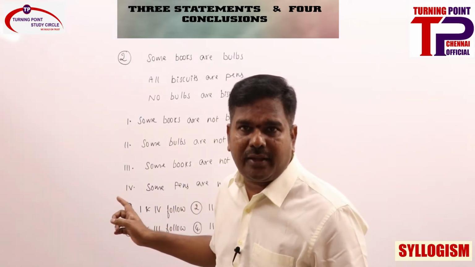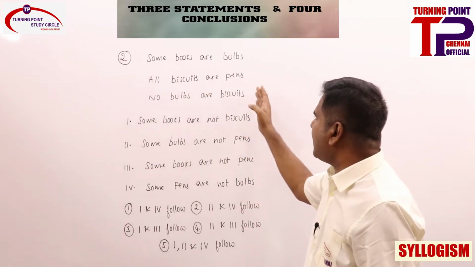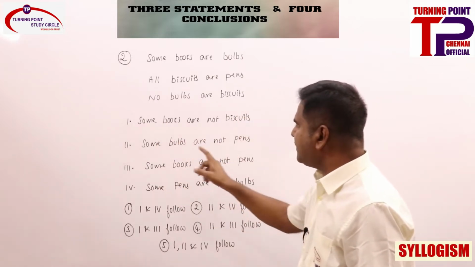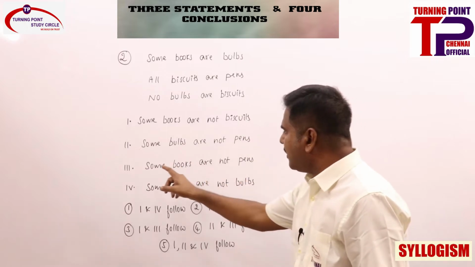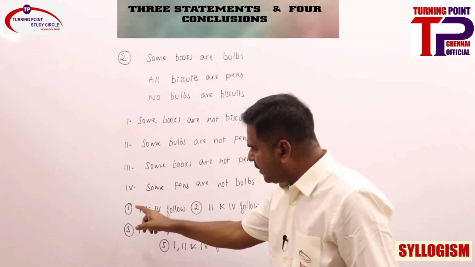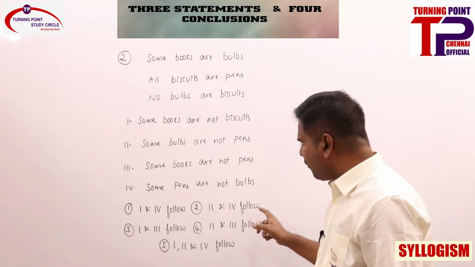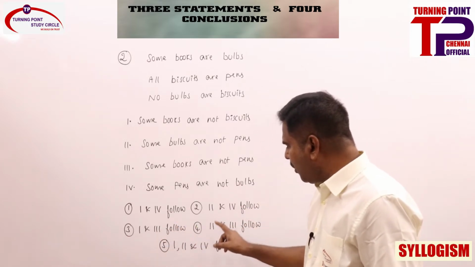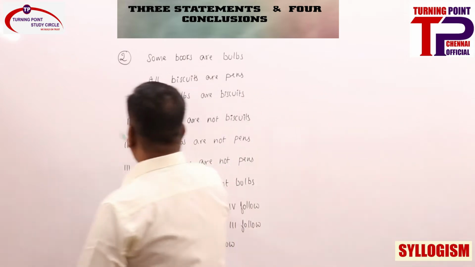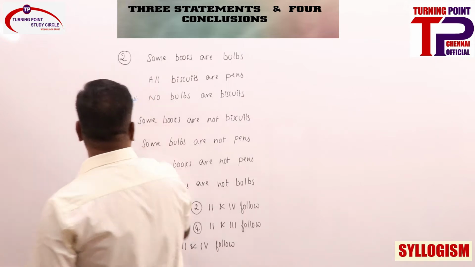Second question I have mentioned here. Note it down. I will just read it out. Some books are bulbs, all biscuits are pens, no bulbs are biscuits. Conclusions: some books are not biscuits, some bulbs are not pens, some books are not pens, some pens are not bulbs. Answers: give answer as 1 if only 1 and 4 follow, 2, 2 and 4 follow, 3, 1 and 3 follow, 4, 2 and 3 follow, 5, 1, 2 and 4 follow. So here, conclusions.